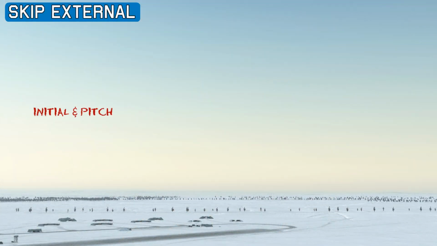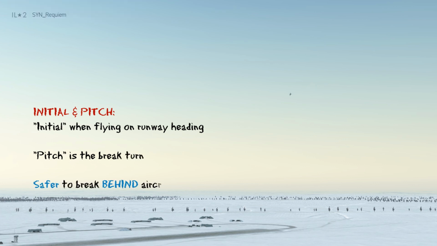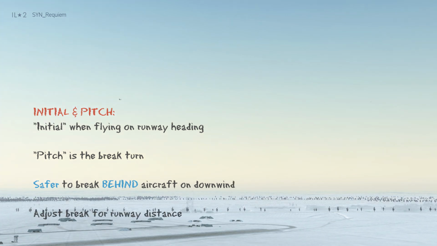For the initial and pitch, you'll be flying initial when you're on the runway heading, and then you perform your pitch, which is the brake turn. But to perform this brake safely, it's advised to brake behind the aircraft already established on downwind. And don't forget to adjust your brake, that way you can roll out at the correct distance from the runway.